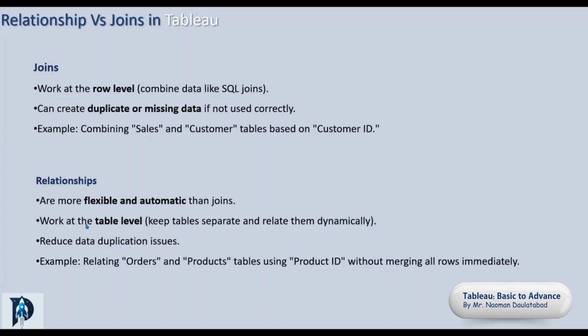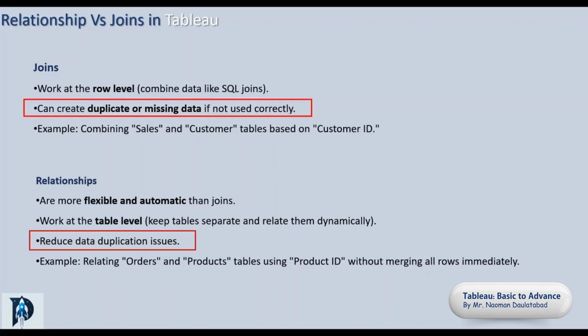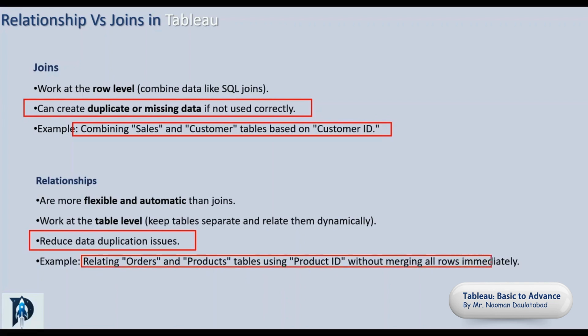The other thing is duplication. It is difficult to handle duplication in joins, but we have reduced duplication issues in relationship. An example could be combining sales and customer tables based on customer ID. For relationship, an example could be relating orders and product tables using product ID without merging all the rows immediately. So that is the basic difference between joins and relationship. I hope you have understood how relationship works and what the difference is between joins and relationship.